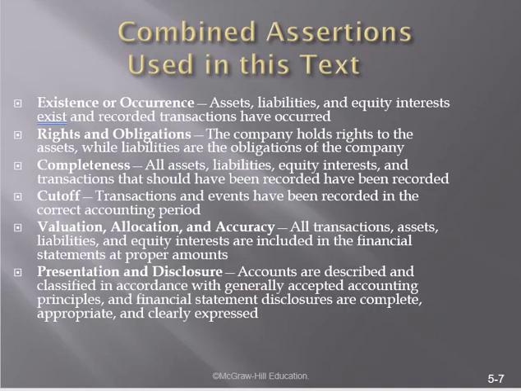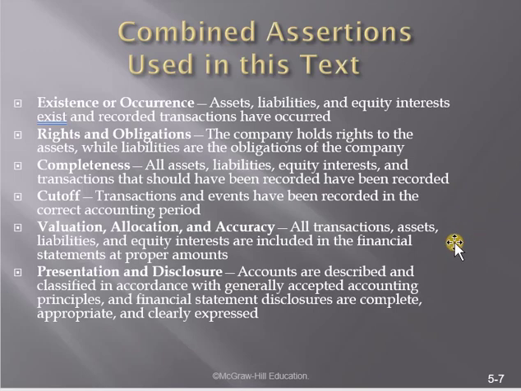And so to further explain those, per your text: existence or occurrence means assets, liabilities, and equity interests exist and recorded transactions have actually occurred. Rights and obligations: the company holds the rights to the assets, while liabilities are the obligations of the company. Verify those. Completeness: all assets, liabilities, equity interests, and transactions that should have been recorded are recorded. Cutoff: transactions and events have been recorded in the correct accounting period.